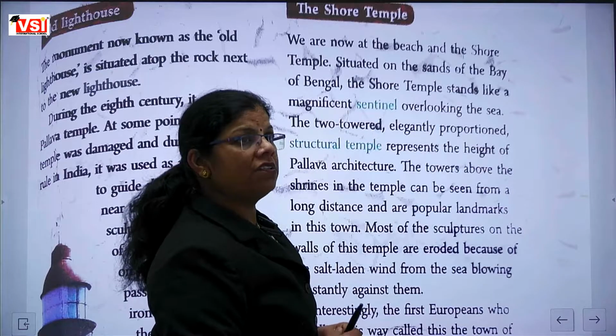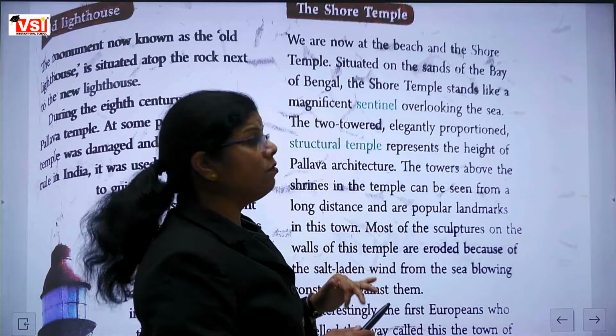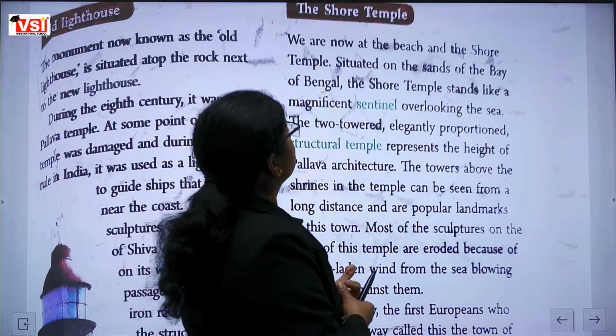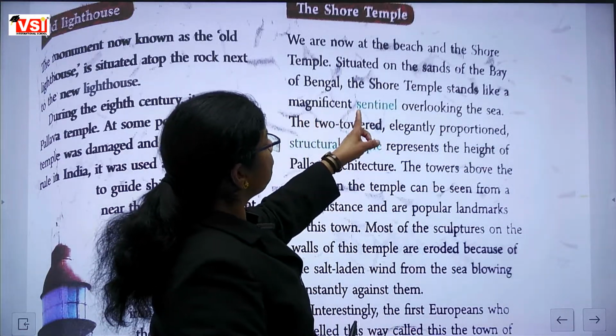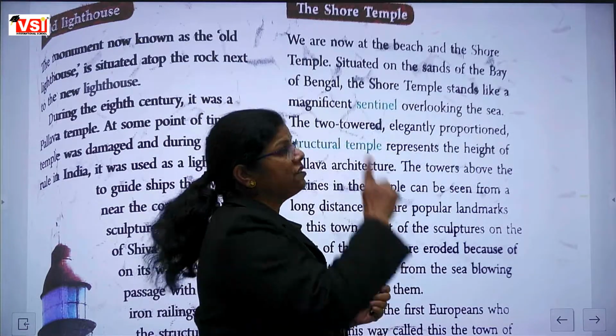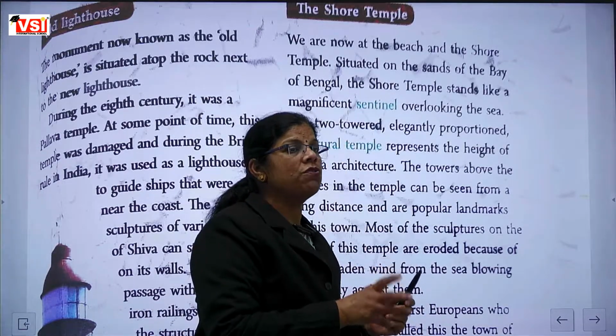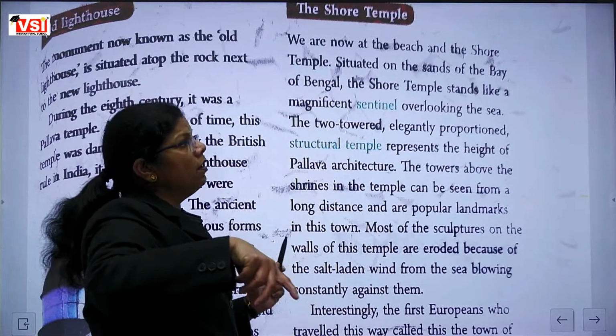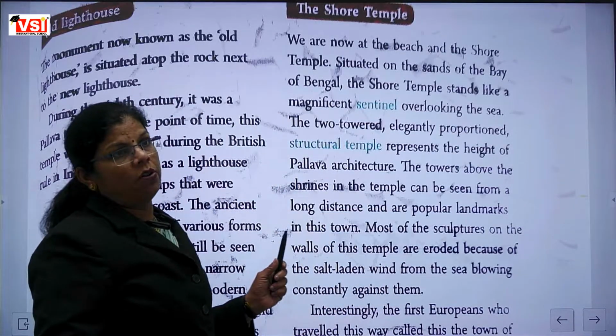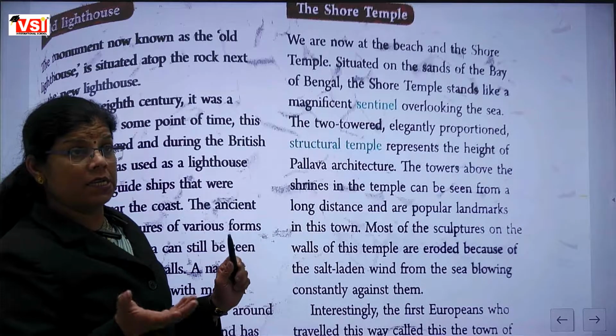सी की जो शोर था उस पर पहुंच गए थे. And the Shore Temple, it was the Shore Temple situated on the sands of the Bay of Bengal. This temple was made on the corners, or you can say on the sands of the Bay of Bengal. Sands पर बनाया गया है ये temple.